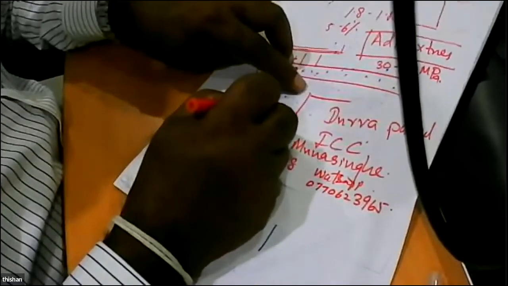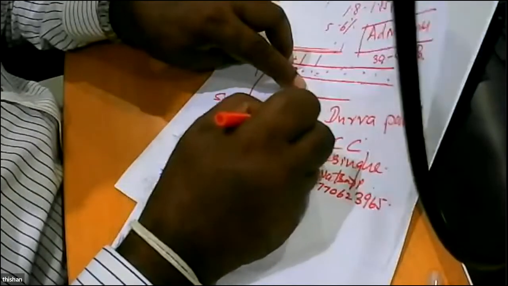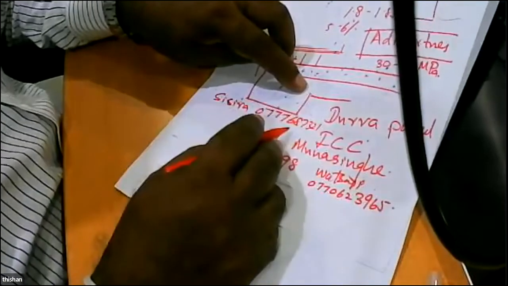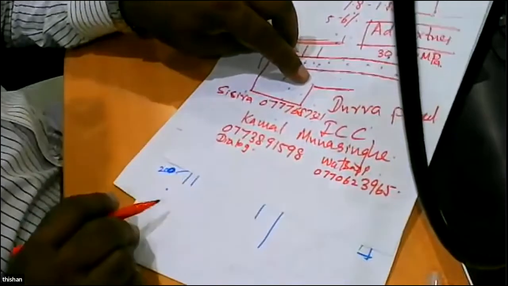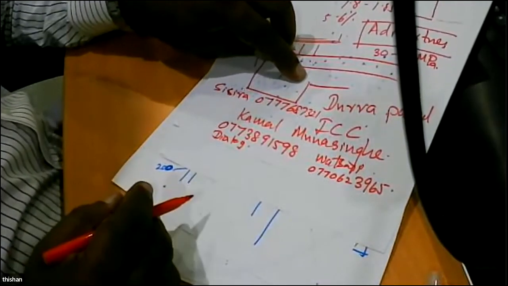Mr. Isra can do polymer-based plasters for you. 7-687-321. So there are so many people. I mean, they are doing manufacturing.